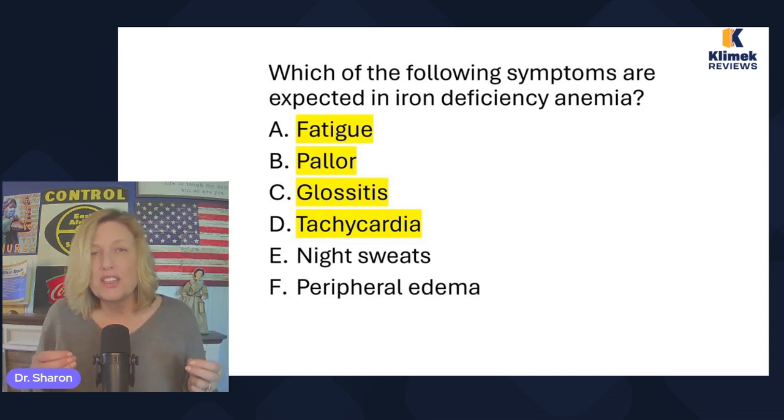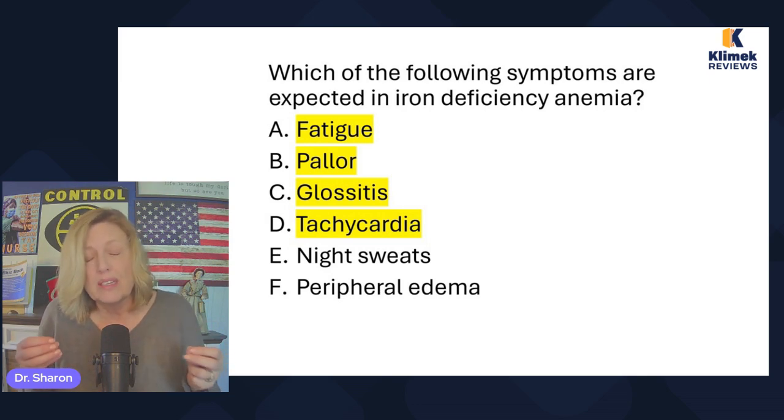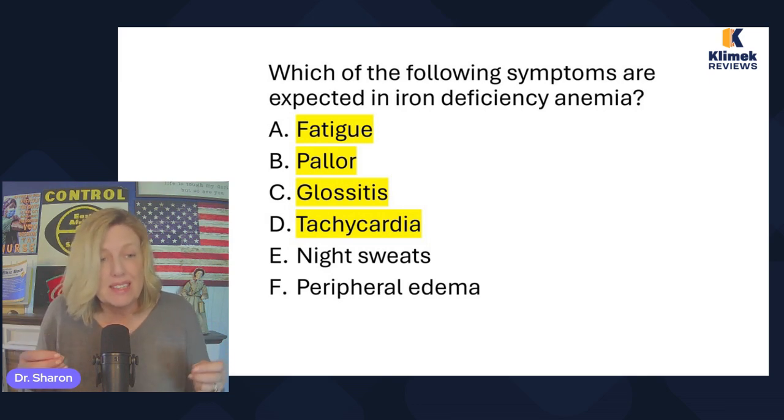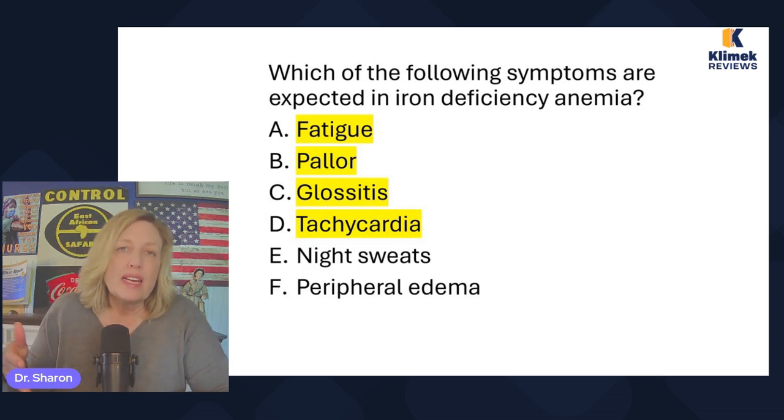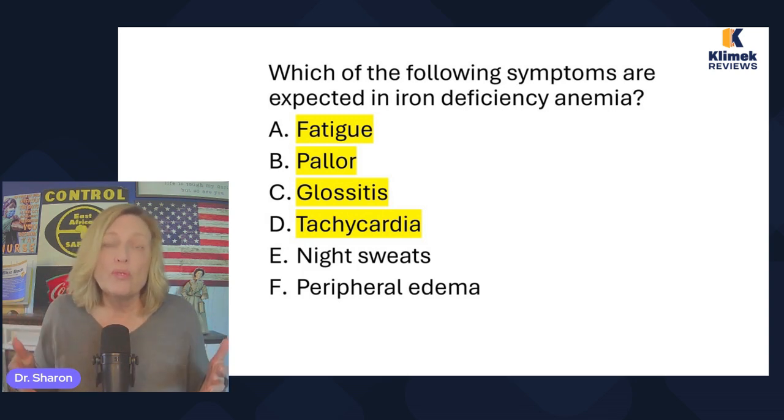Remember, SATA questions are not about what list did you memorize. They're usually, almost always, about a concept that they're testing you about. The only one here that I would say you had to memorize was glossitis. That's not something that just naturally comes to me. And so I would rather have you under-select than over-select, because we're prone to over-selection.